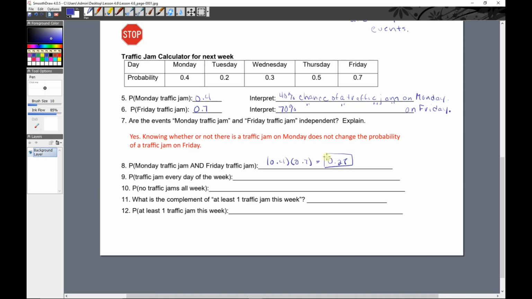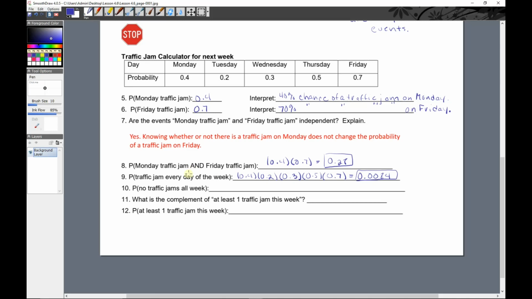So that we can use that formula that we saw up top for the multiplication rule for independent events. Now the probability of a traffic jam every day of the week, that's just going to be the product of all five. So 0.04 times 0.4 times 0.2 times 0.3 times 0.5 times 0.7. Okay, that's a lot of fractions, so this should give us a pretty small number, 0.0084. So it's pretty unlikely of seeing a traffic jam every day of the week.